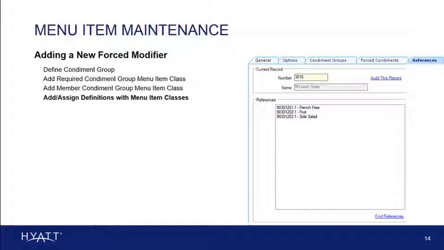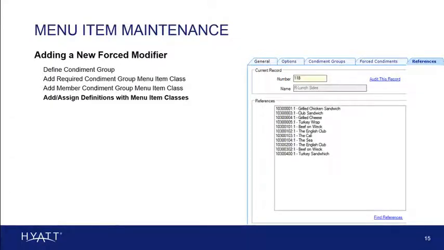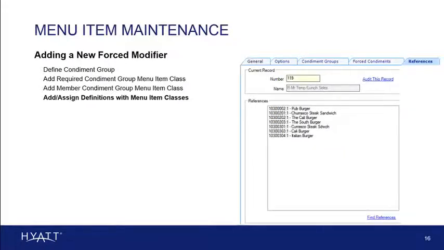Lastly, I just want to do a quick double check. So I'm going to go through the 3 menu item classes that we created and just make sure that the references tab shows all the items we wanted to link. So first, here's our members of lunch sides. And I went to the references tab on the far right and clicked find references, and there they are: French fries, fruit, and side salad. If I check the required lunch sides, there's all the options that we had that don't need a meat temperature. And then lastly, the require meat temp and lunch sides. There's the burgers and steak sandwiches that require both.